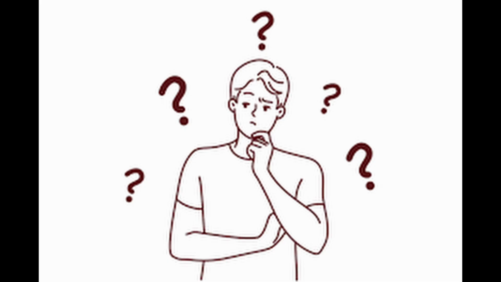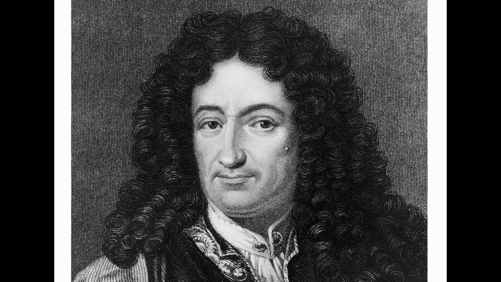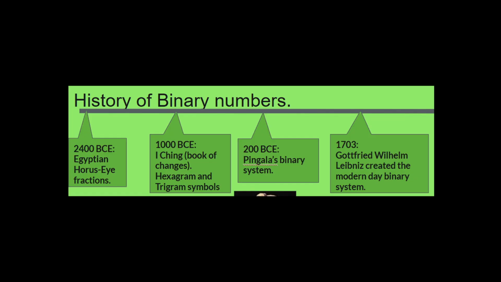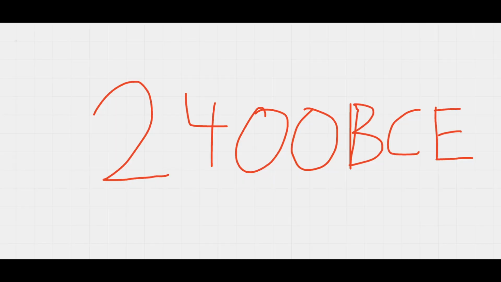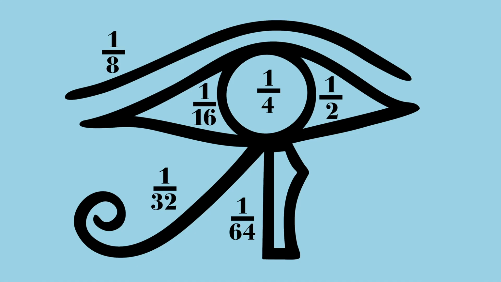Now, you may be wondering, why would someone make such a complex system, and where did binary numbers come from? Well, the modern-day binary system was created in 1703 by German polymath Gottfried Wilhelm Leibniz. He created it because he believed everything could be reduced to basic elements, but there are many instances of binary before him. In 2400 BC, the Egyptians used something called Horus I fractions, which was one of the 2 ways Egyptians used to represent fractions.